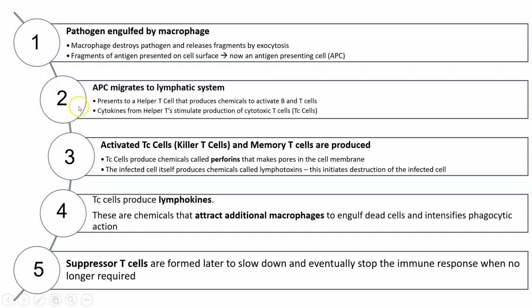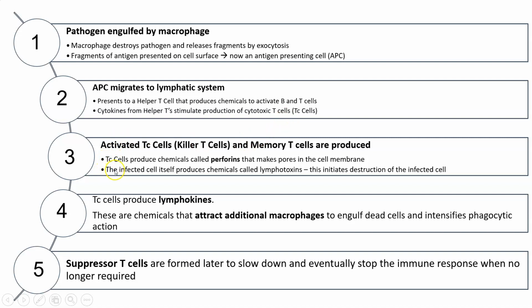In step 2, the antigen presenting cell will migrate to the lymphatic system, and it presents those foreign antigens to helper T cells, which will then chemically stimulate B and T cells to become active. Helper T cells do that by secreting chemicals called cytokines. Cytokines, a group of them, will stimulate B cells, another group of them will stimulate killer T cells.